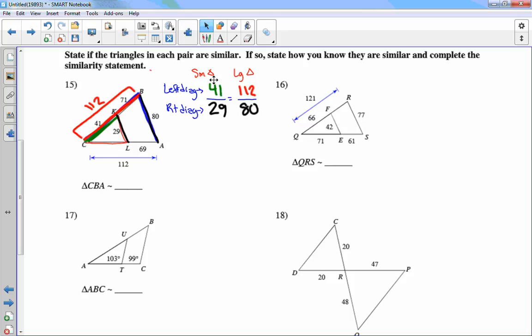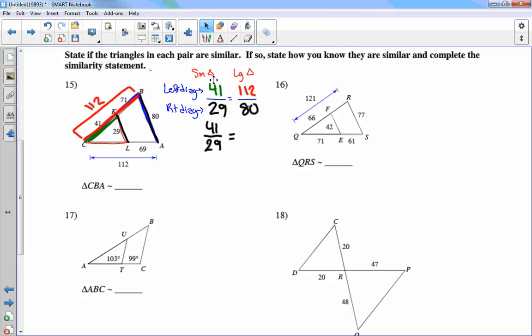You hit math. Where's the fraction once you hit math? Number one, you actually go math, enter, enter. What's the simplified fraction? 41 over 29. Math, enter, enter. So that one was already in the simplest form. We need to do it on the other side as well.